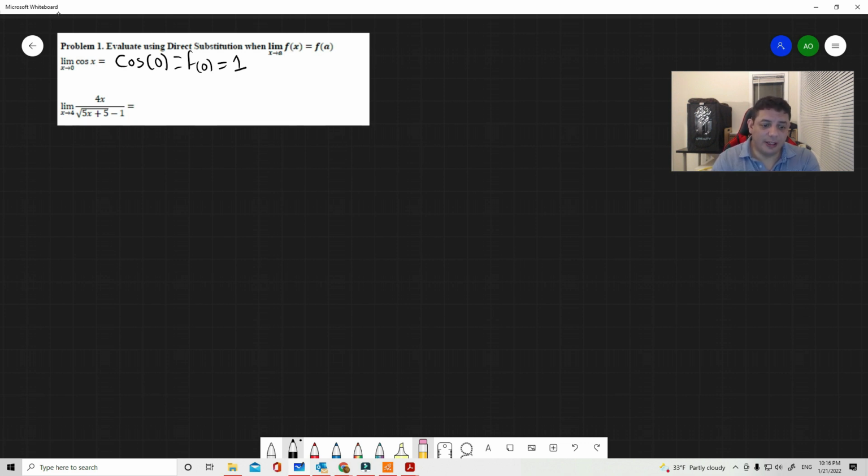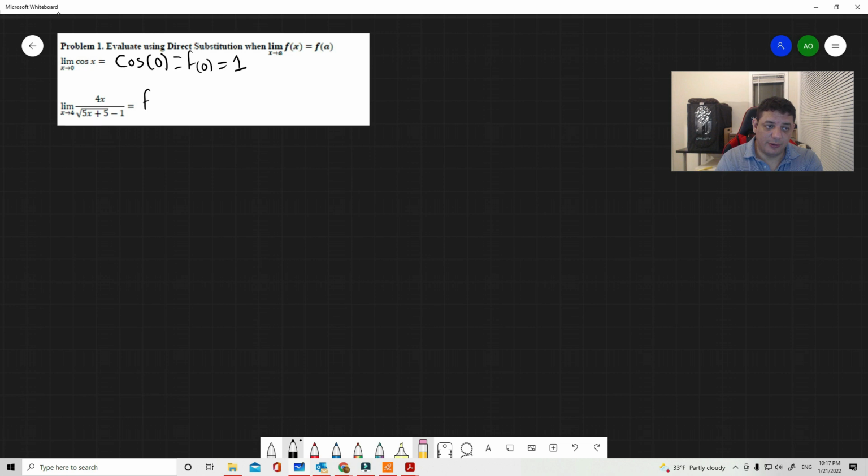Now for the second limit, notice that this is a little bit more complex. This is when x goes to 4, and so on top you're going to get a 16. And on the bottom, you get 5 times 4 is 20 plus 5, 25. Square root of 25 is 5. 5 minus 1 is 4. So you don't really get any issues. So this is also a continuity case.